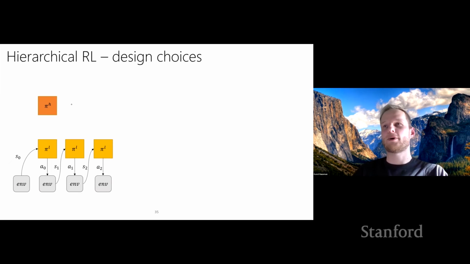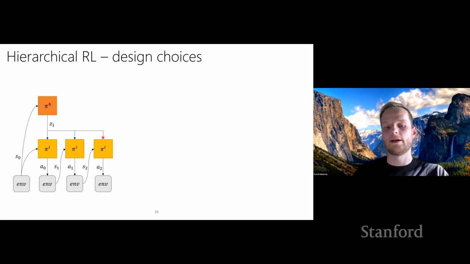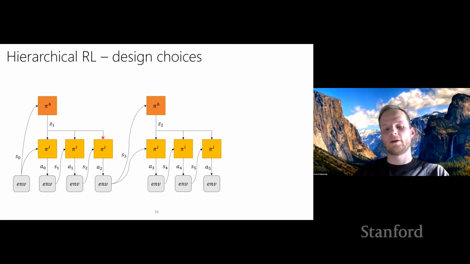Now we'll introduce another policy, a high-level policy, pi H. That policy will take the initial state, and that policy will command the low-level policy. So in particular, it will send a command Z1 in this case, and that command will stay constant for a certain period of time. Right? So the low-level policy is getting its goal from the high-level policy, and it's the same goal for a number of time steps. Then after the low-level policy is done, we'll take the next state. The high-level policy will receive that state, and then it will do it again, but it will send a different command to the low-level policy.